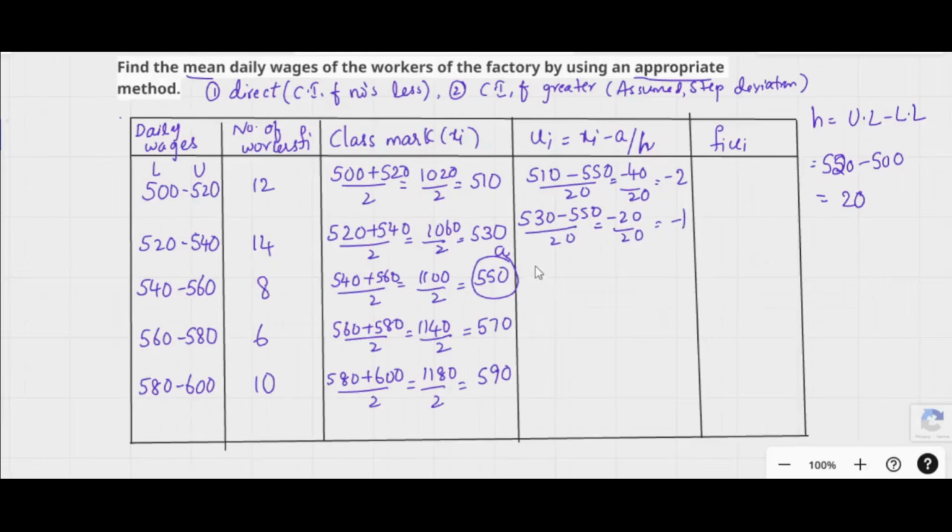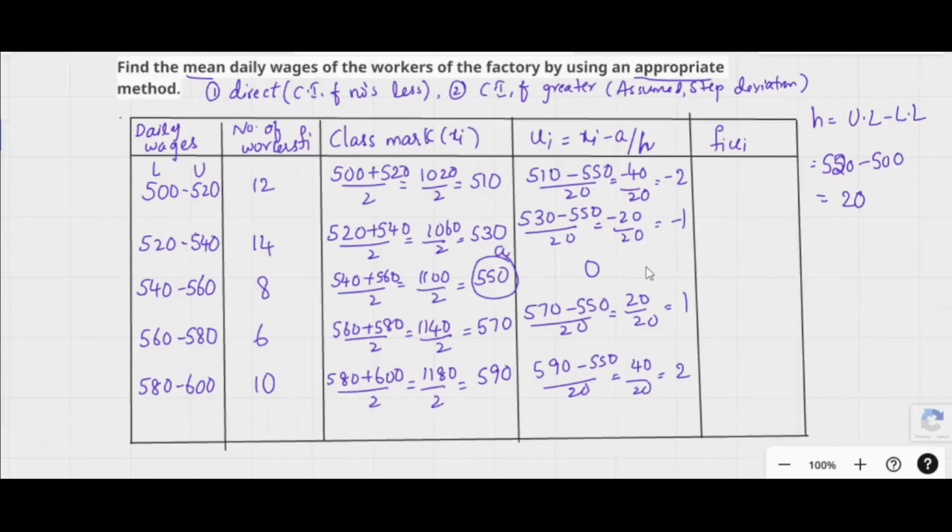Next, it will be 0, I'm just writing it as 0, since 550 minus 550. And here 570 minus 550 divided by 20 is 20 by 20, which equals 1. And here 590 minus 550 by 20 is 40 by 20, which equals 2.